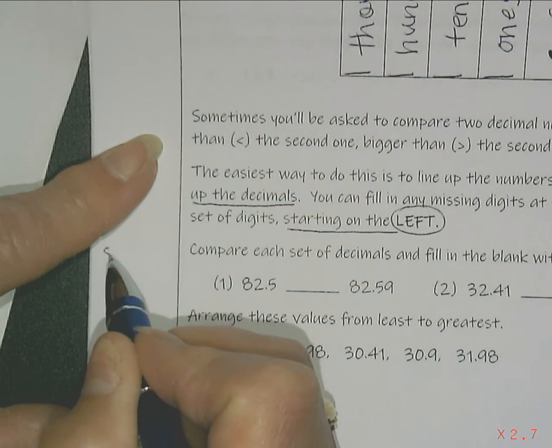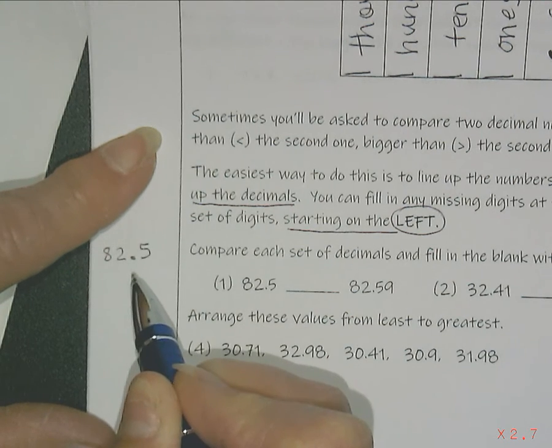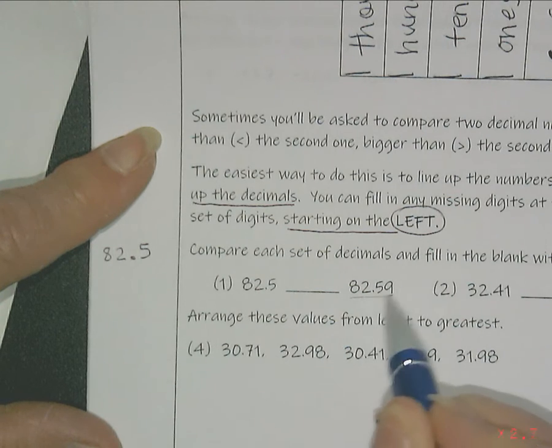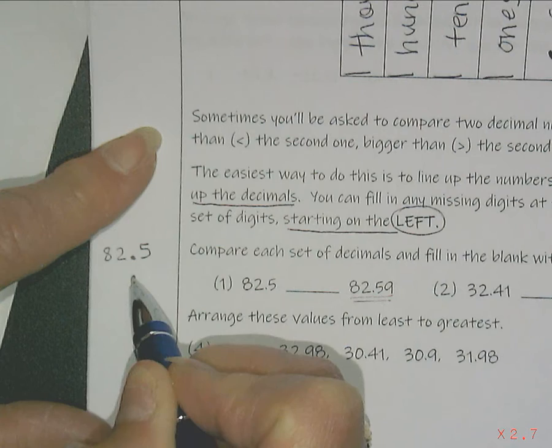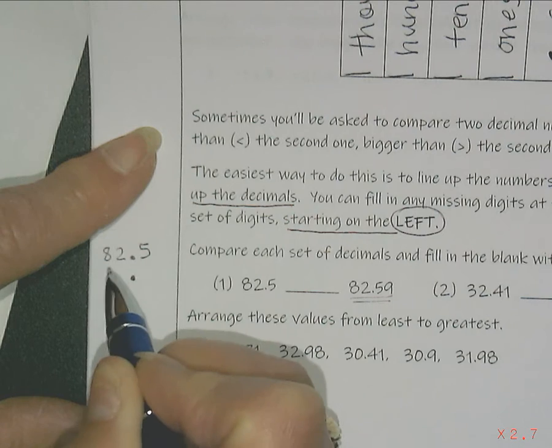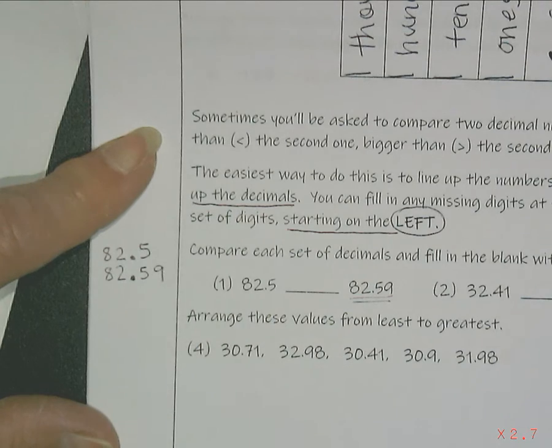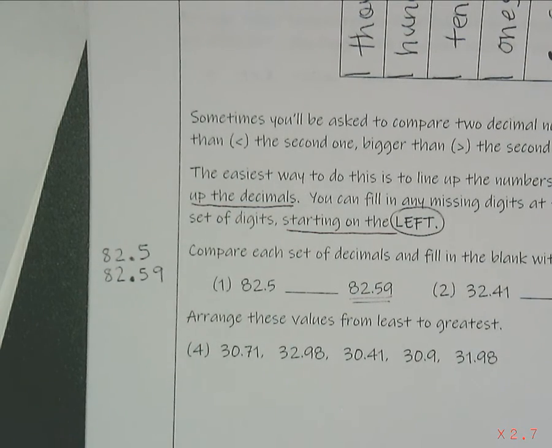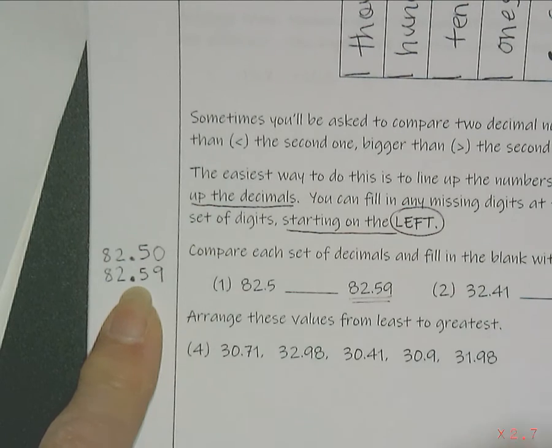So that first one is 82.5. I'm just going to work it over here in the margin. Now, when I write this second number right here, the first thing I'm going to do is put the decimal underneath. You've got to line up the decimal points. Now, I'm going to write 82.59, lining up the digits under each other. 82.59 has an extra digit, doesn't it? Yes. So with this first number, there's a missing digit, you can just slip a 0 in right there.